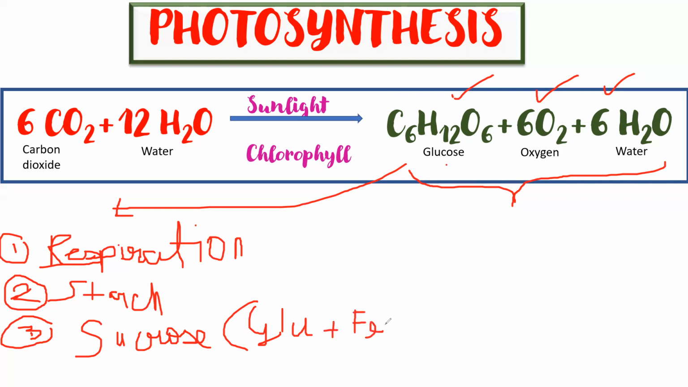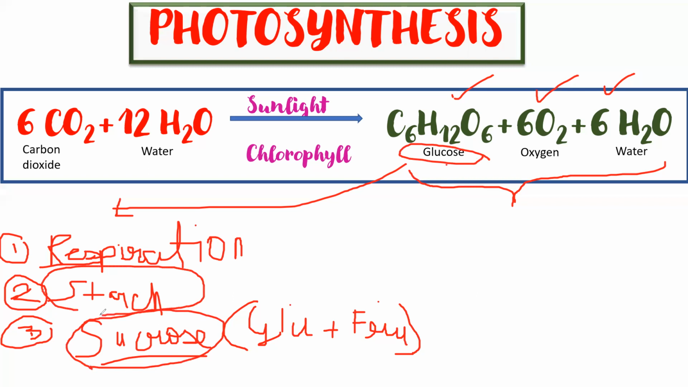Where did this fructose come from? This fructose is the brother of glucose. Some glucose gets converted into fructose, and this fructose and glucose combine together to form sucrose, and sucrose is the sugar which is transported through phloem. So in short, food is produced by the plant in the form of glucose, it is transported in the form of sucrose and it is stored in the form of starch. That means glucose converts into sucrose, and sucrose converts into starch.